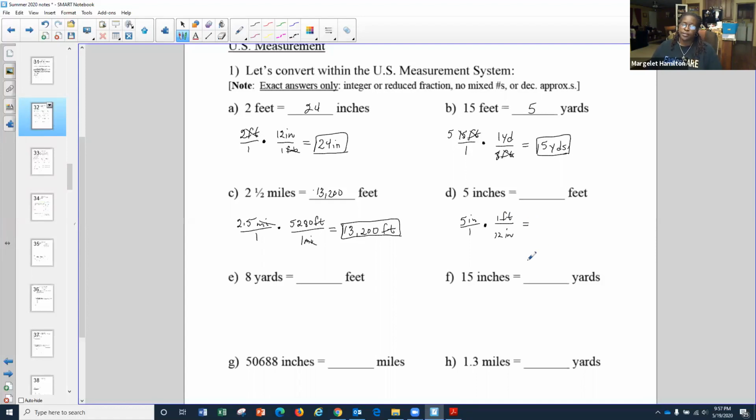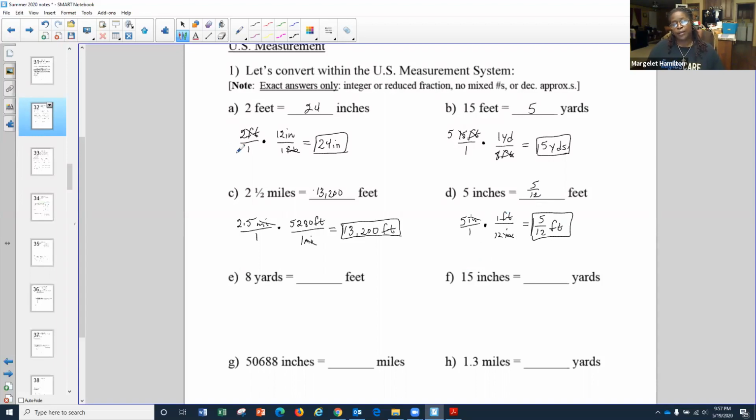All right, here we are canceling out our inches. We can't cancel out any of our numbers. So when we multiply across, we have our 5 on our top, 12 on the bottom, and then our dimensions of feet, what we wanted. Can't reduce that fraction. If we could, we know we would do that. So we have 5 over 12 feet.